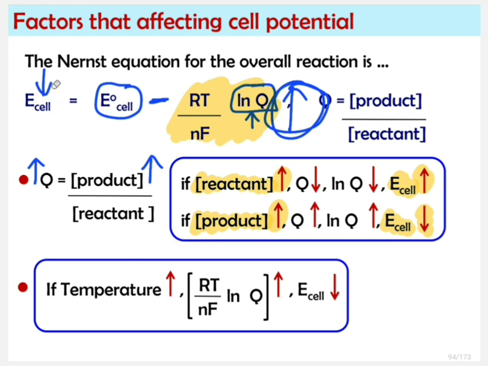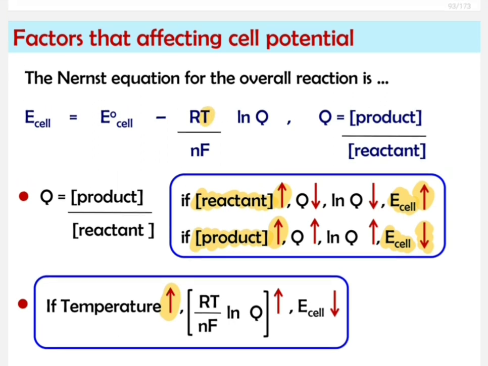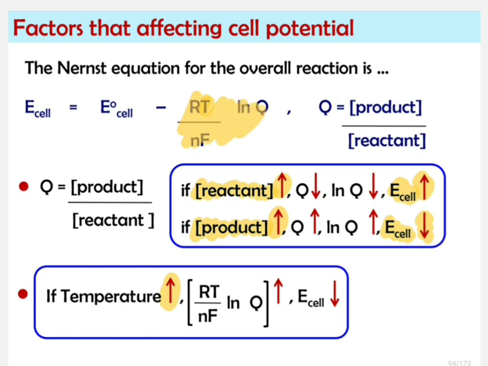Okay, so next kita akan tengok dari segi concentration sudah. Nak tengok temperature pula. So what about temperature? If temperature is increased, boleh nampak dalam expression Nernst equation ni, temperature kat sini. So if temperature is increased, this whole expression sebab multiply will also increase.